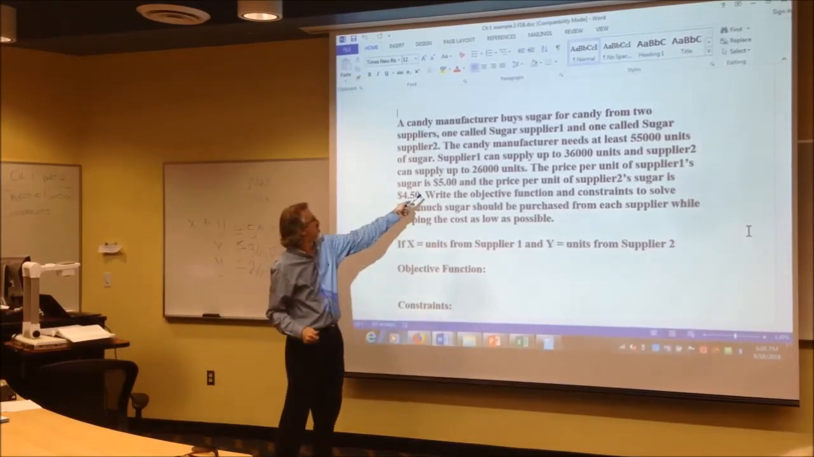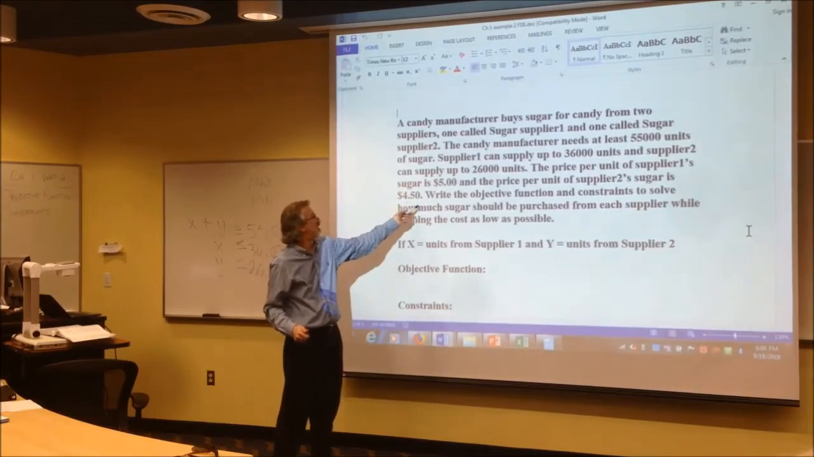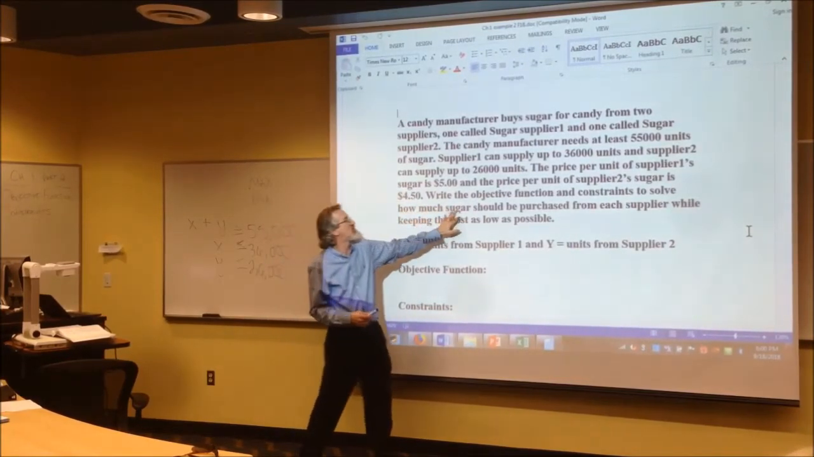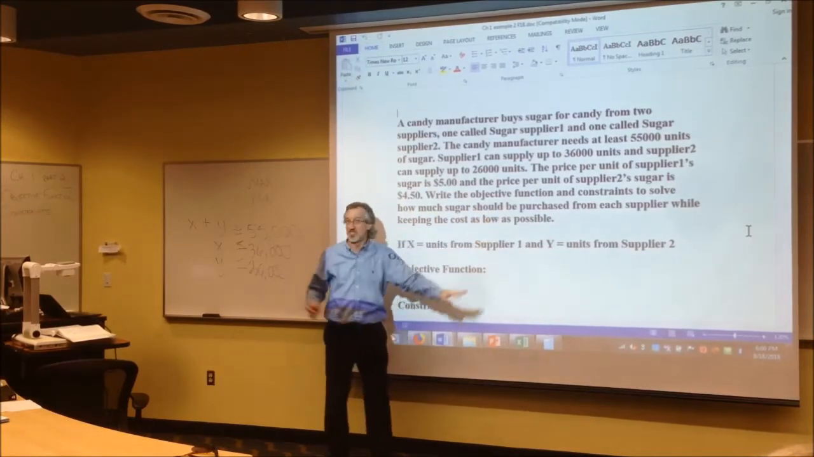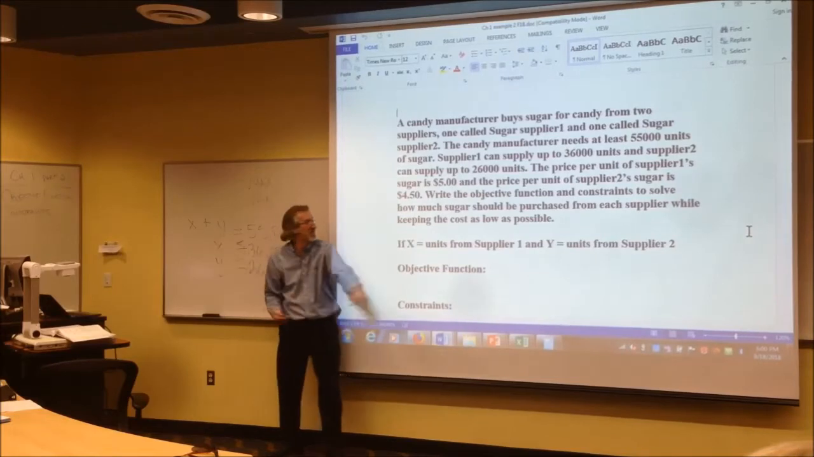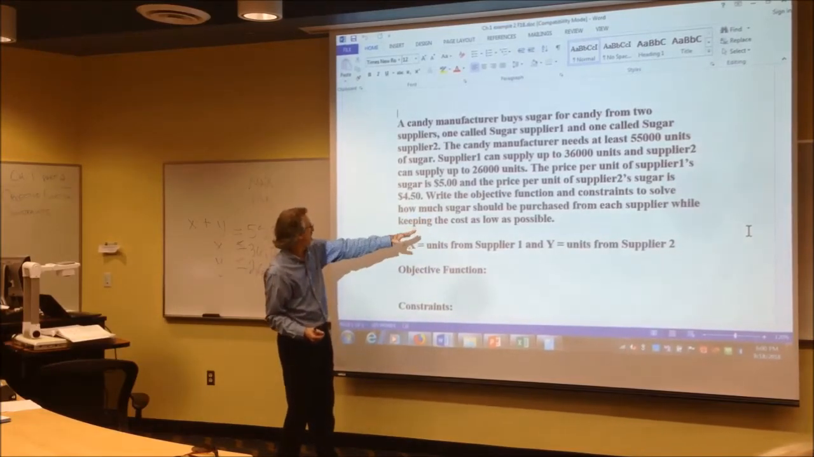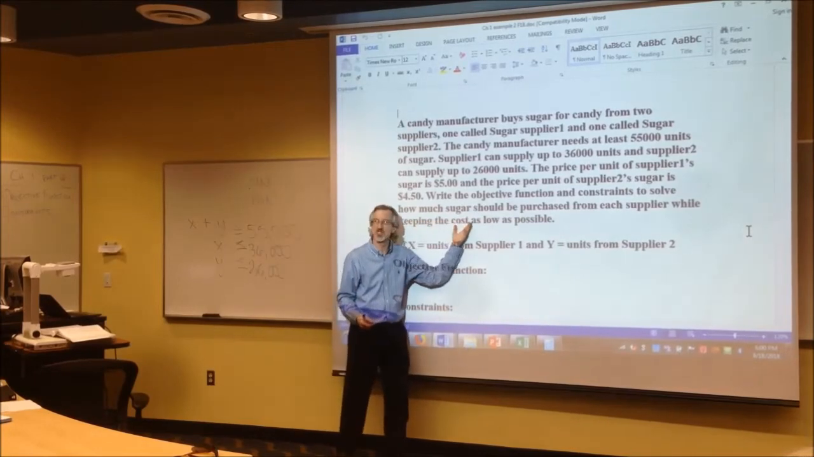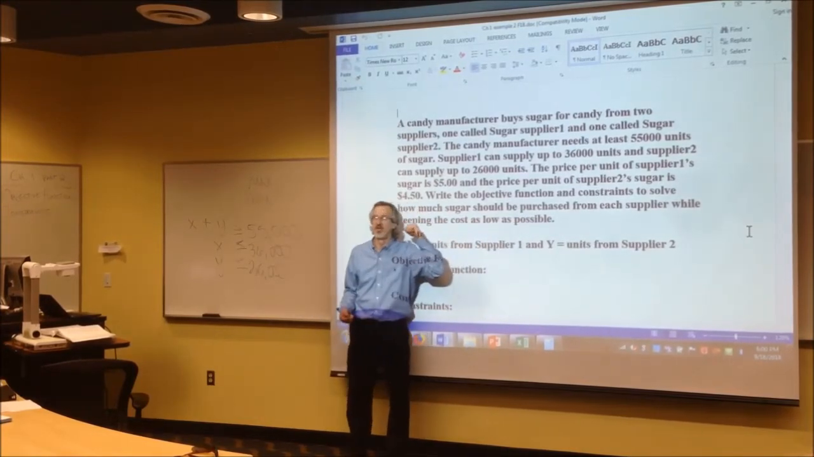So $5 from supplier 1, $4.50 from supplier 2. You're going to write up an objective function and constraints to solve how much sugar should be purchased from each supplier, which is exactly what we're trying to do, based under these limitations here. And from each supplier, while, here we go, keeping the cost as low as possible.